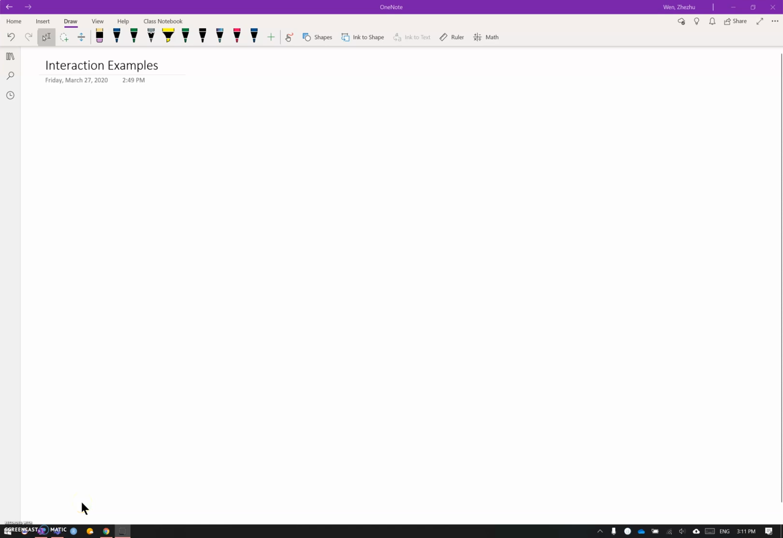I just came up with a new example for interaction effect. I hope this little example from real life can help you understand a little bit better the interaction effects and all the related concepts. Okay.